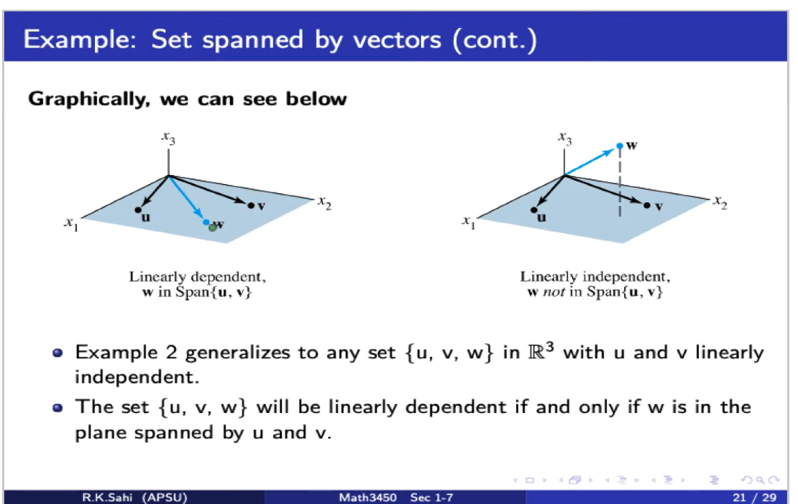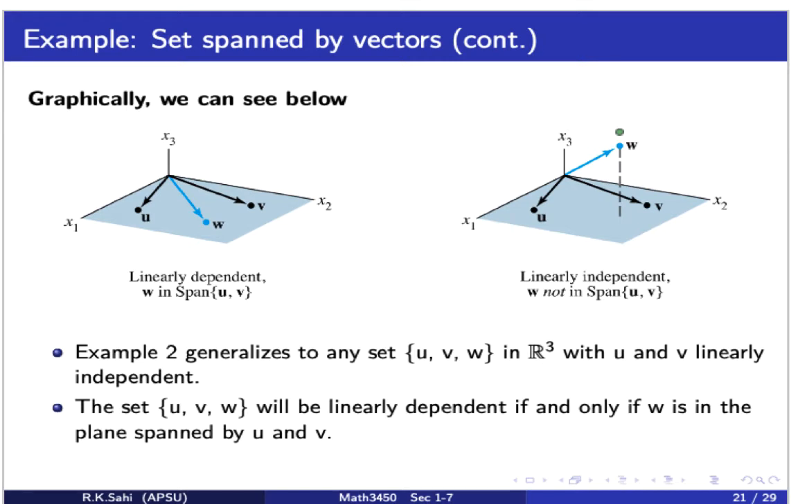Now, if W is a linear combination of U and V, then clearly W will be in the plane. So if this is my plane x1, x2, with U and V being some two vectors in x1 and x2, this is what the whole plane will look like. So Example 2 generalizes to any set in R3 with U and V linearly independent. The set U, V, W will be linearly dependent if and only if W is in the plane spanned by U and V. If it is not in the span of U and V, then W will be somewhere else, but not on the plane.